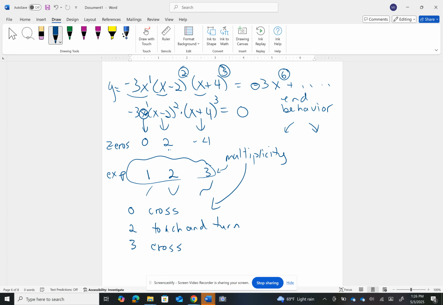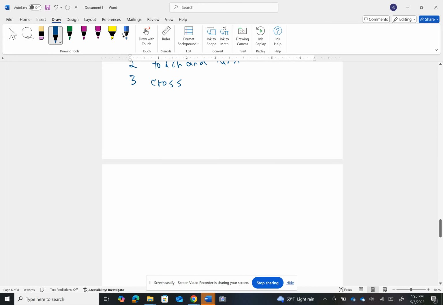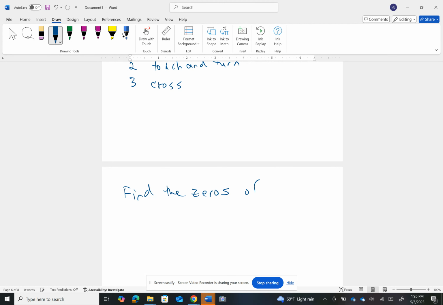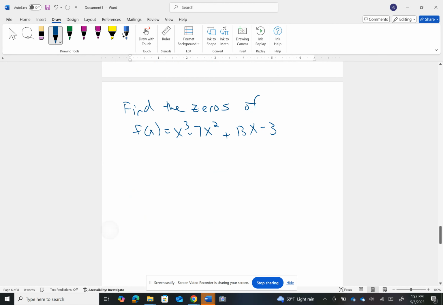Let me go to the one that asks you to find the zeros of a polynomial. Okay, so this one's going to ask you to find the zeros, but it's not in factored form, and it's not easy to get it in factored form. So that would be a problem like this. Like f of x equals x to the third minus 7x squared plus 13x minus 3. You know, sometimes you can factor these by grouping to get them in factored form, but this one wouldn't do it.